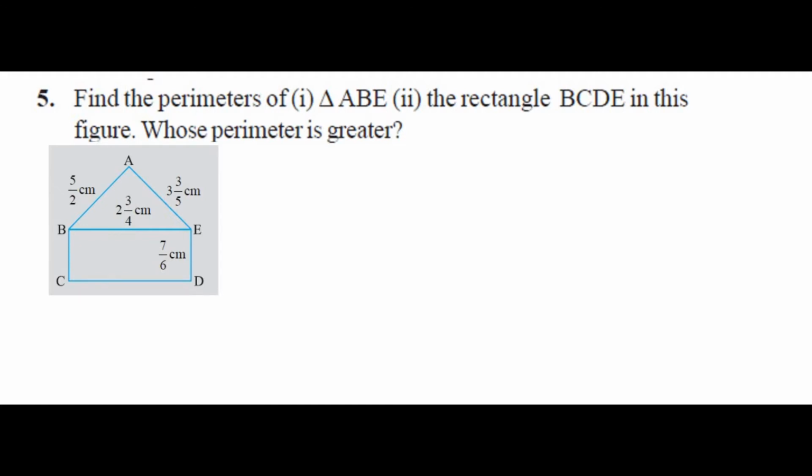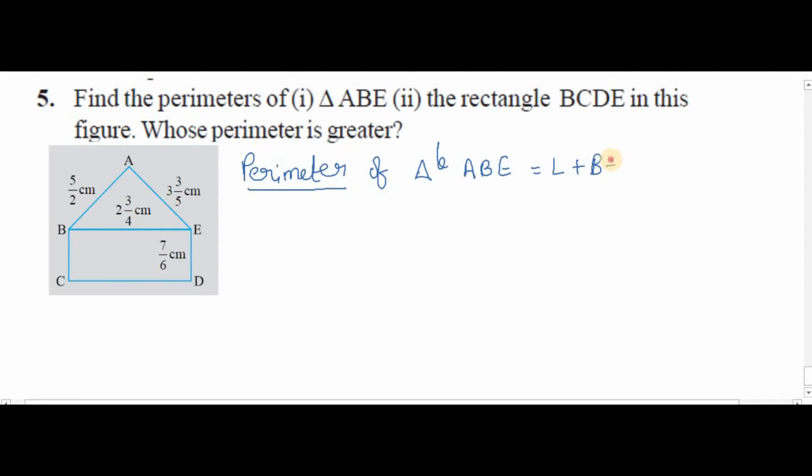Okay students, now we'll start the class. So here, the triangle perimeter. First of all, in 6th class we learned the formulas of perimeter of triangle and perimeter of rectangle. So first we all know that perimeter means the sum of all sides. So the perimeter of triangle ABE is the sum of its three measurements, so I have written here length plus breadth plus height.